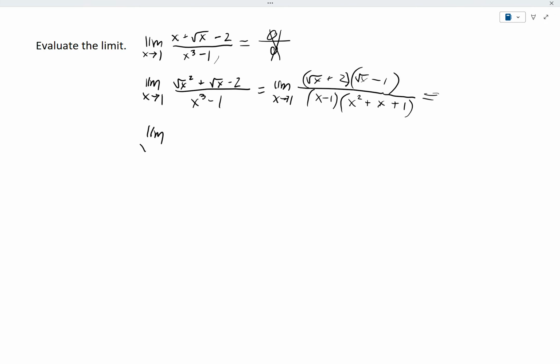We can do some extra factoring in the denominator now that we factored the difference of cubes. X minus 1, normally you don't break that up at all. However, since we have roots of x in the numerator, it might be a good idea to look at this x minus 1 in terms of the root of x. And when you do, you realize it's the difference of squares. So I'll write the numerator in again, root of x plus 2, root of x minus 1. In the denominator, we have root of x minus 1, root of x plus 1, just factored x minus 1 as a difference of squares.